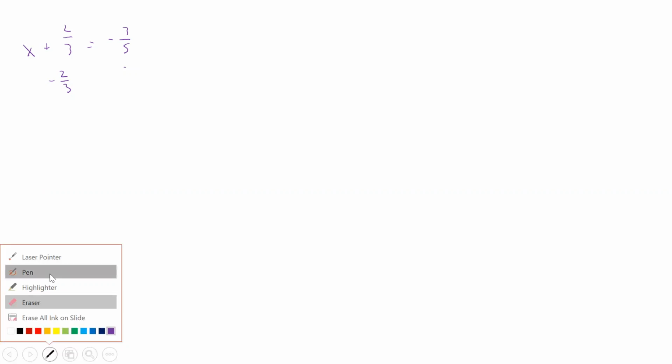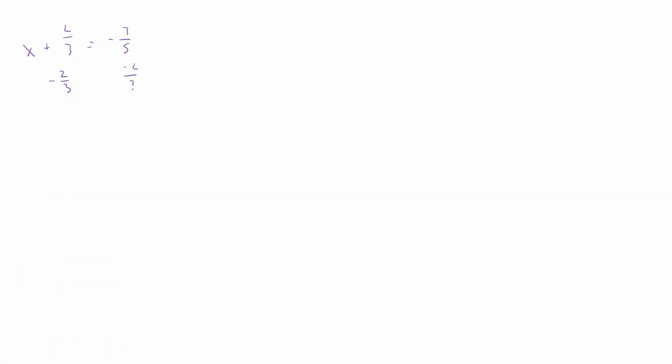Okay, here are some examples of problems in 4.8 solving equations with fractions. So the first one we're going to look at is x plus 2/3 equals -3/5. All right, so to solve this, what we need to do is get rid of this 2/3. So let's subtract 2/3 here. All right, so on the left we just have x.